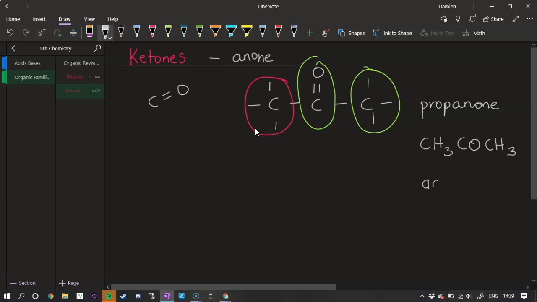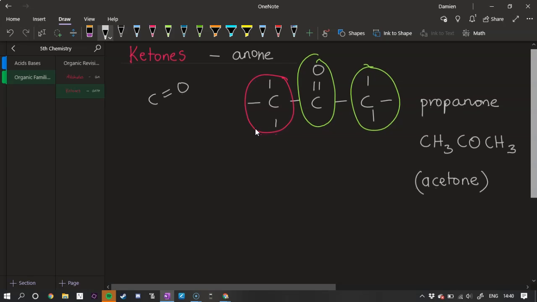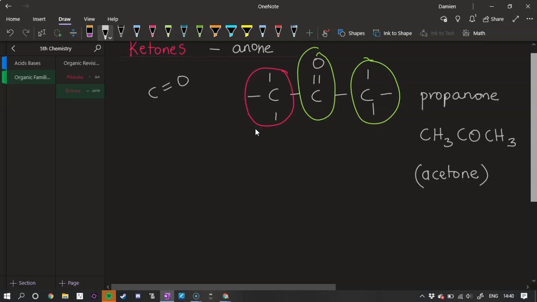Propanone also has another name of acetone. You might have seen that in the lab a couple of times, and one of the uses of that is nail varnish remover or whiteboard markers contain acetone. If you have a permanent marker and you want to get it off something, you can use some acetone to get rid of it. So that's the first one, propanone.